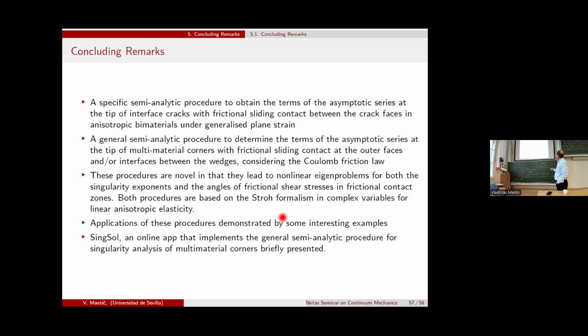And I showed you some applications of this procedure to interesting examples. And at the end, I showed you our online application for solving this kind of problems.